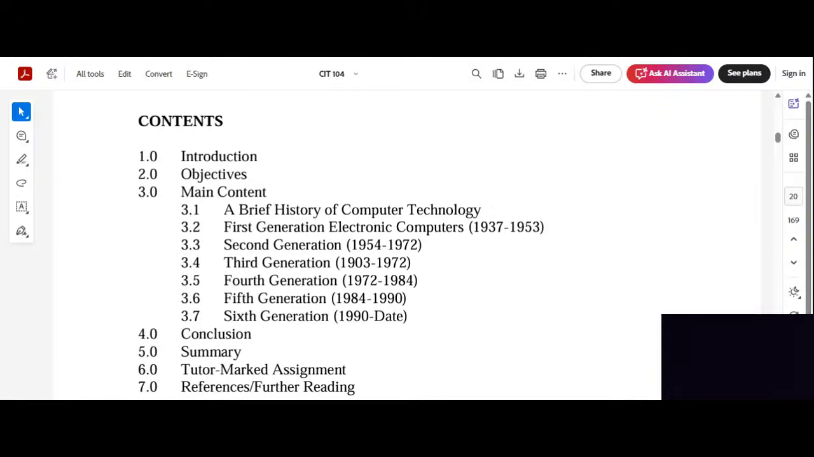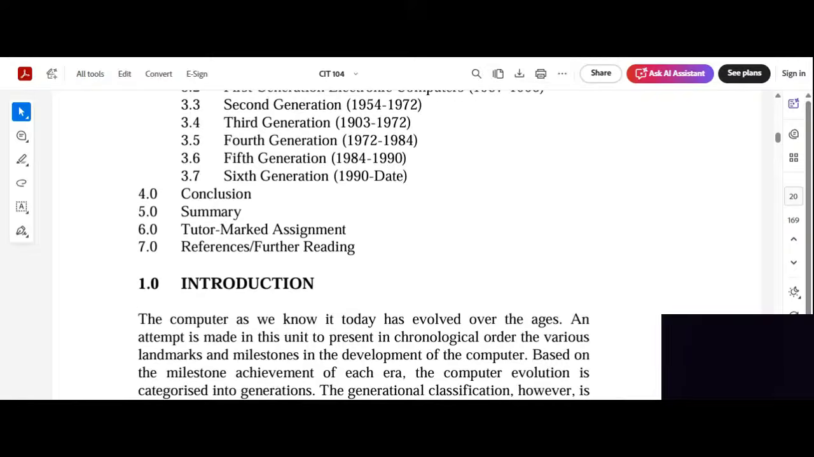First generation of computers, I mean the electronic computers, occurred in 1937, that is in the 1930s to the 1950s. The second generation occurred in the 1950s to the 1972. The third generation, I think there is an error here. It should be 1960. That 72 should be 63. I think they will correct themselves later on. It should be 1954 to 1963, and then from 1963 to 1972, 1972 to 1984, 1984 to 1990, and 1990 to date. That is the sixth generation.